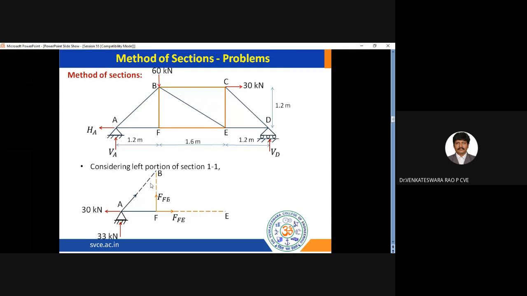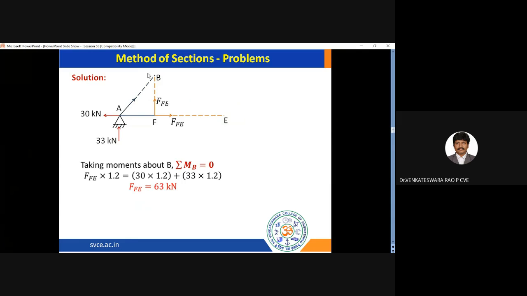I used the sigma MB equal to 0 equation. Let us say if I use sigma ME equal to 0, the moment of FFE becomes 0, as it is passing through joint E. But I will get an equation with two unknowns, that is FFB and FAB. So once again, FAB is coming into the picture.